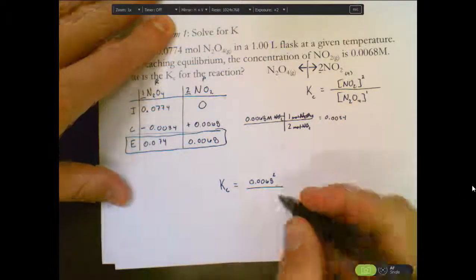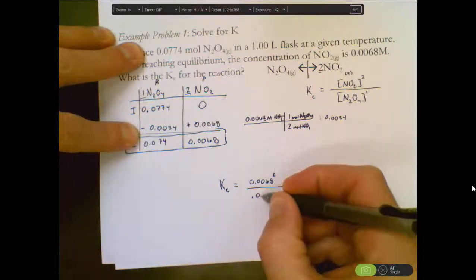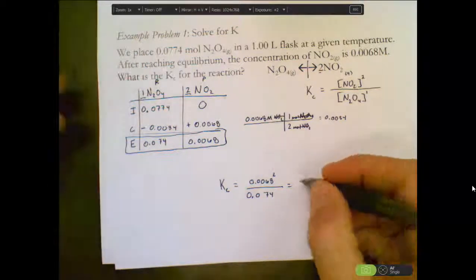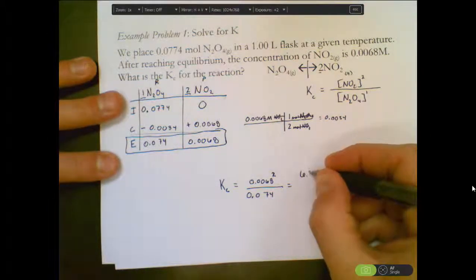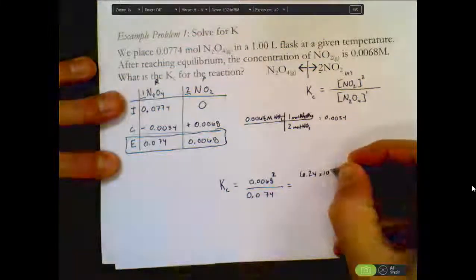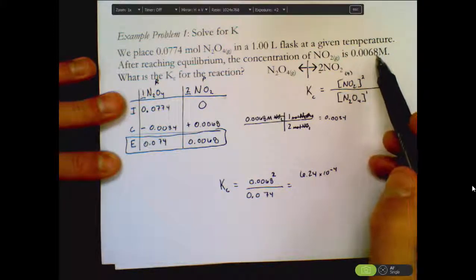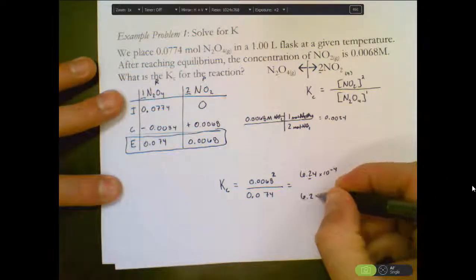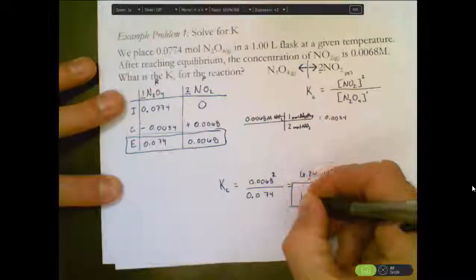And then I'm going to divide that by the N2O4 value, and then I'm going to plug that into my calculator. Plugging that into my calculator, I get 6.24 times 10 to the negative fourth. But then I'm going to go back and look at my sig figs. The 0.0068 has 2 sig figs, so I can have 2 in my answer. 6.2 times 10 to the negative fourth is equal to K sub C. Box that answer so you can find it.